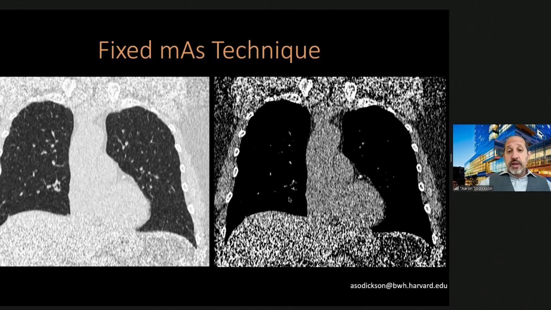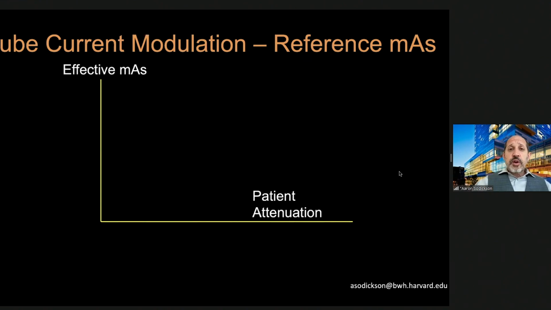This is fine if all we're looking at is the lungs, but it's not great if we want consistent image quality from top to bottom. So how does tube current modulation work?